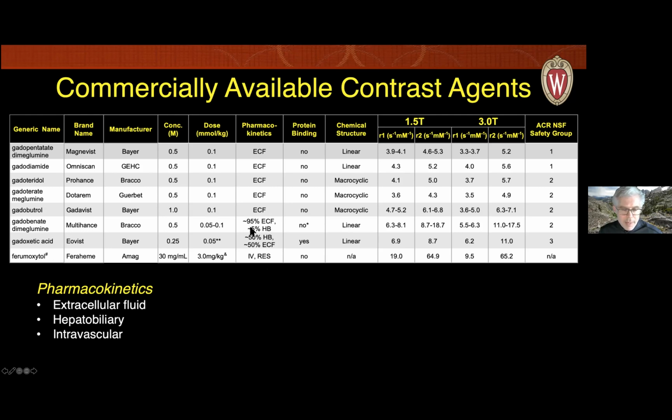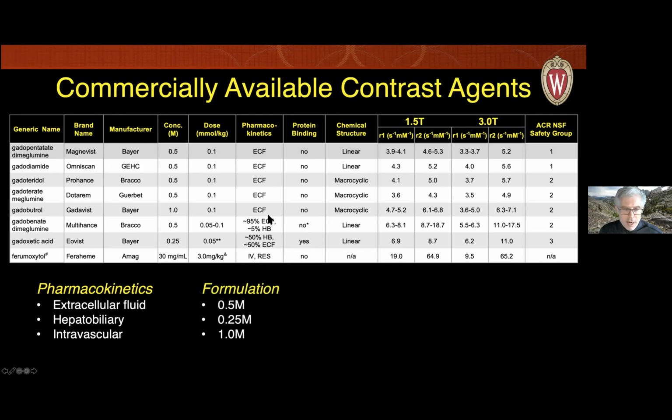Multihance, or gadobenate dimethylamine, is about 95% extracellular with a little bit of hepatobiliary, whereas gadoxetic acid, or Eovist, is about half and half. There are some other features here as well, including protein binding. There's some protein binding for gadoxetic acid and some weak protein association of gadobenate dimethylamine as well.